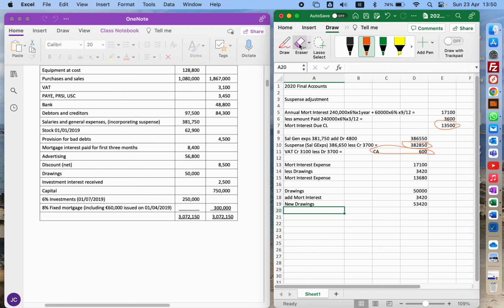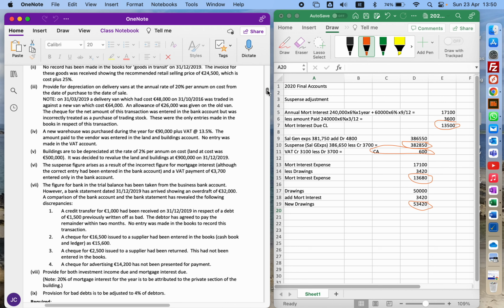Okay, and I'll just circle that. And this is the figure that I'm going to put in for mortgage interest. So I've got 1, 2, 3, 4, 5 numbers I'll be putting in as a result of this. And remember, this is doing note number 6 and note number 8 there.